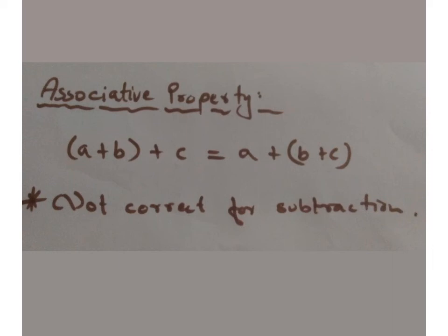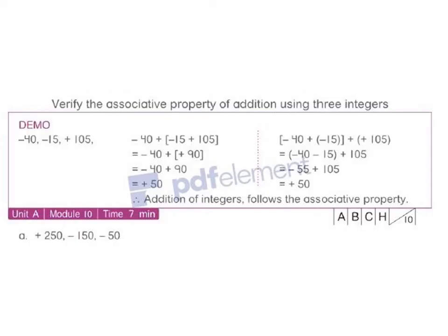Again, associative property is not correct for subtraction. Now let us move on to some problems associated with associative property. So let us first consider the demo. There are three integers given here: minus 40, minus 15 and 105.